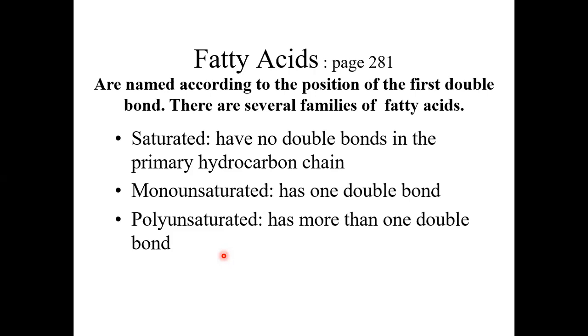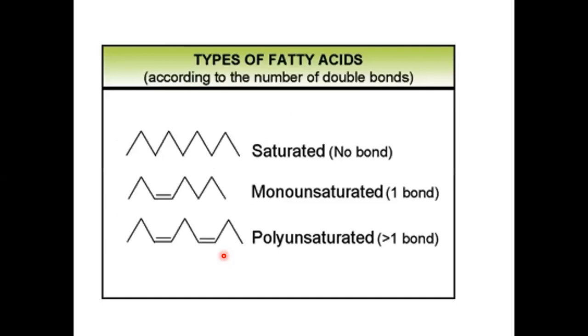So saturated, only single bonds. Monounsaturated has one double bond somewhere. Polyunsaturated has more than one double bond somewhere. So for my little visuals, here we have saturated. We have no double bonds, they're all single. Monounsaturated, we have one double bond. Polyunsaturated, we have more than one.